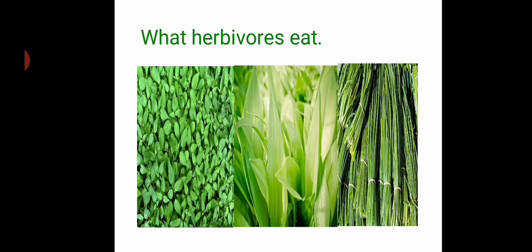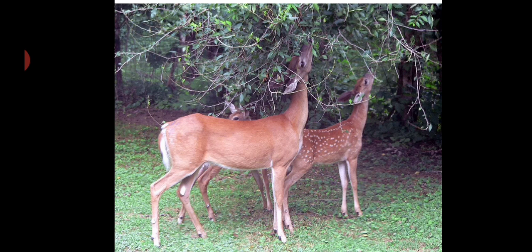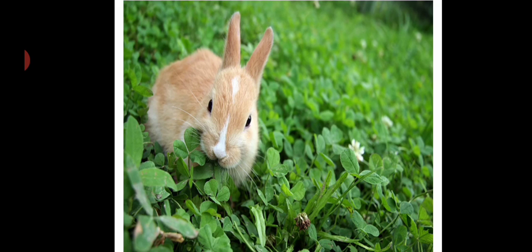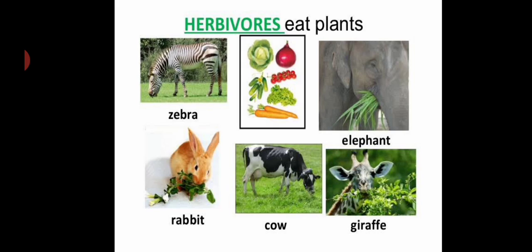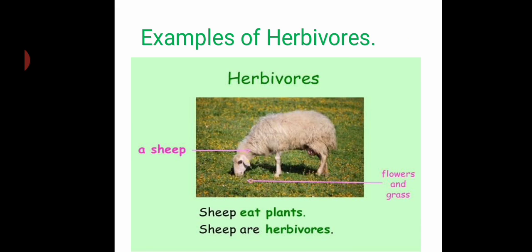Now, can you see? This is an example of what herbivores eat. They eat vegetables, they eat grass, plants generally. They get their nutrients from eating plants. I'm sure you've learned something this morning. Herbivores are animals that eat plants. Examples are deer, rabbit, goat, zebra, elephant, cow, giraffe, and sheep.